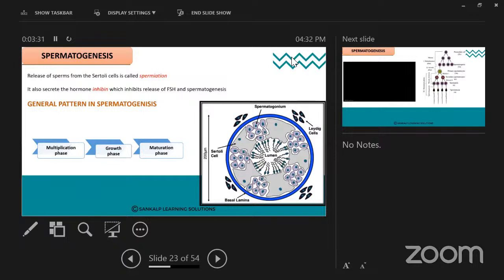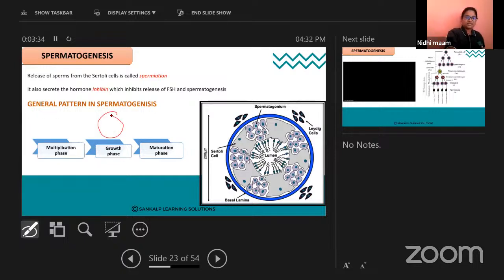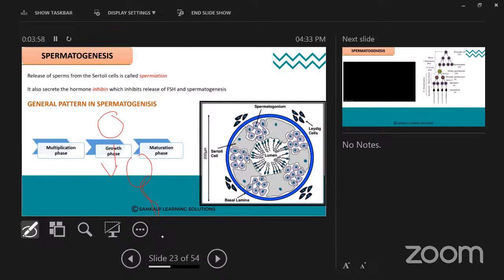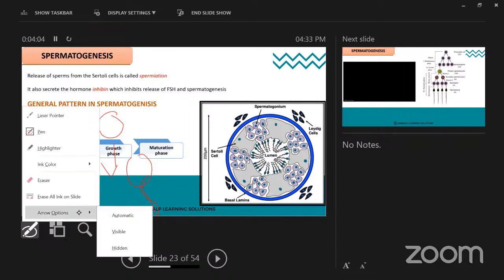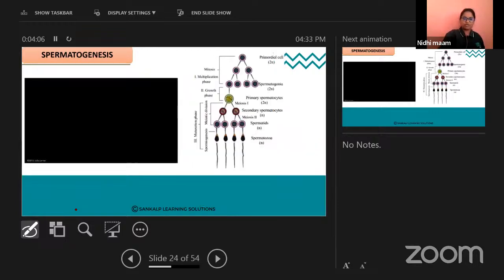Spermiogenesis, ma'am. Yes, spermiogenesis: the spermatid becoming the sperm. This is called spermiogenesis. Spermio, not spermato. Spermatogenesis means the whole process is called spermatogenesis. Now when the sperms are attached to the Sertoli cell, the release of sperm from the Sertoli cells is called? Spermiation. Very good. All of you answered it. It is called spermiation.